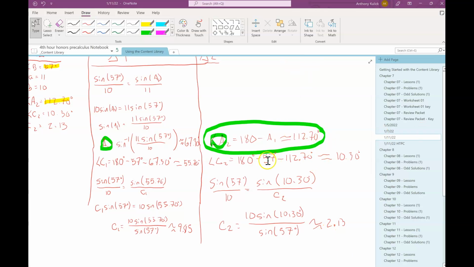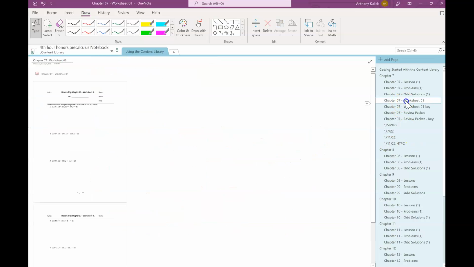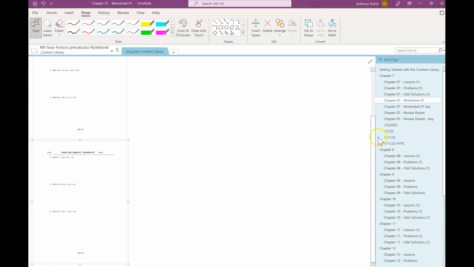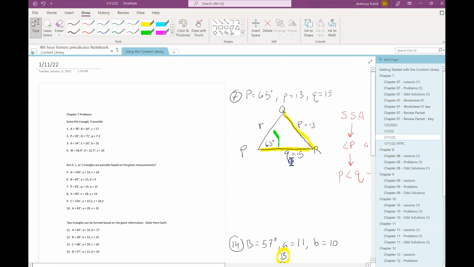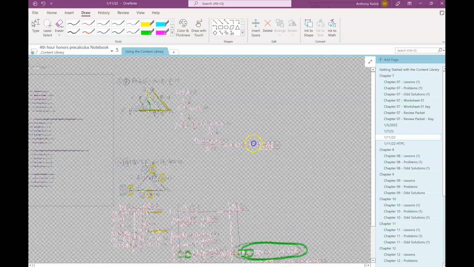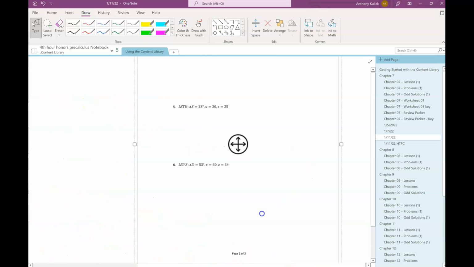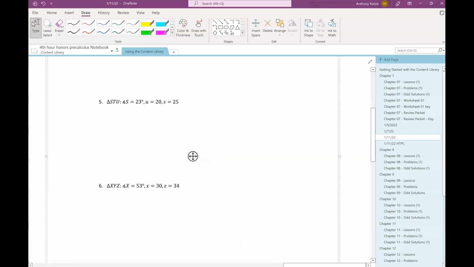Problem number 5 from worksheet 1. Is it another 2 triangle problem? You don't think so? Okay, I'm just giving you a hard time. I don't care if it's another 2 triangle problem. I'm just tired. Well, it's definitely an SSA problem.